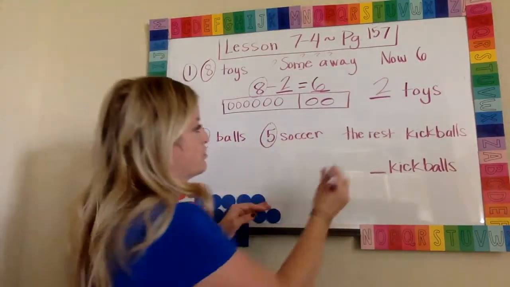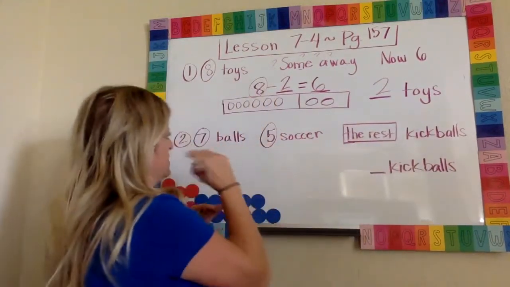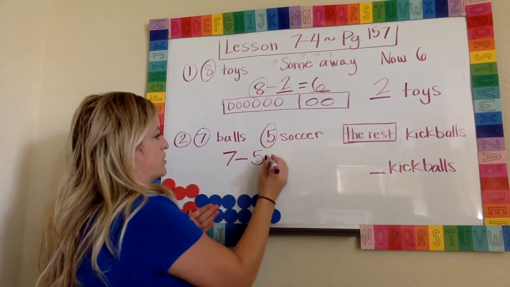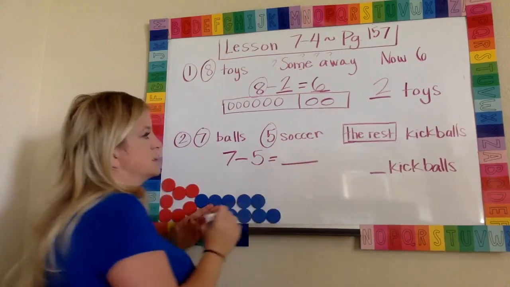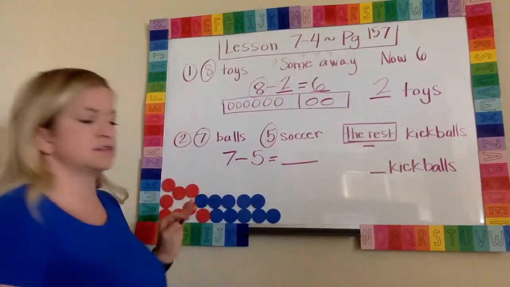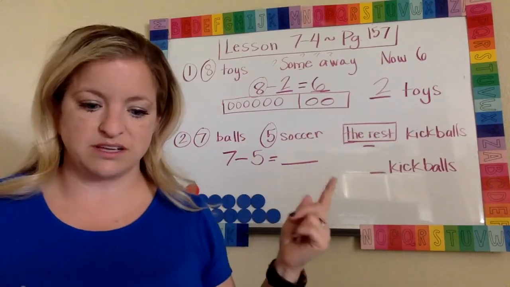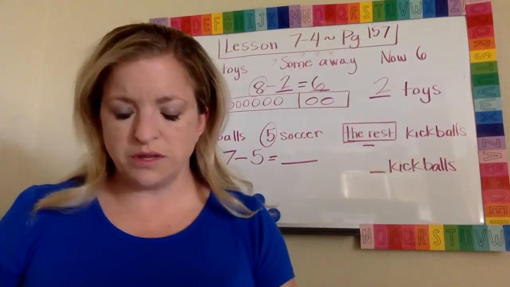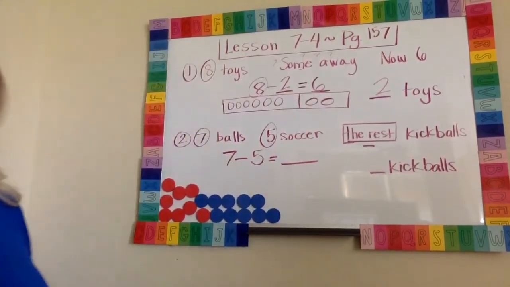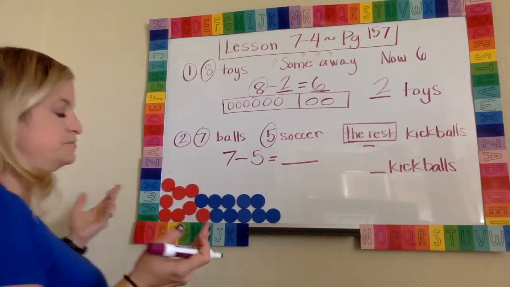So we need to know the rest is a word clue, are kickballs. So what this looks like is you have 7 balls. 5 are soccer balls. The rest is what we don't know. When you say the rest, it means you're subtracting, okay? You're taking away from those 7 and the rest, what's left over, are there. So what are we looking for? There are 7 balls, 5 are soccer balls, the rest are kickballs. How many kickballs are there? We are looking for how many kickballs there are.